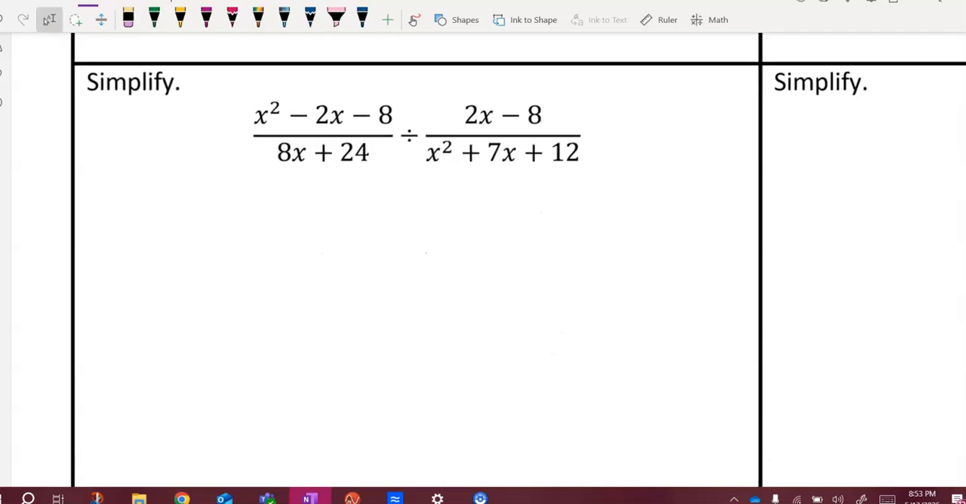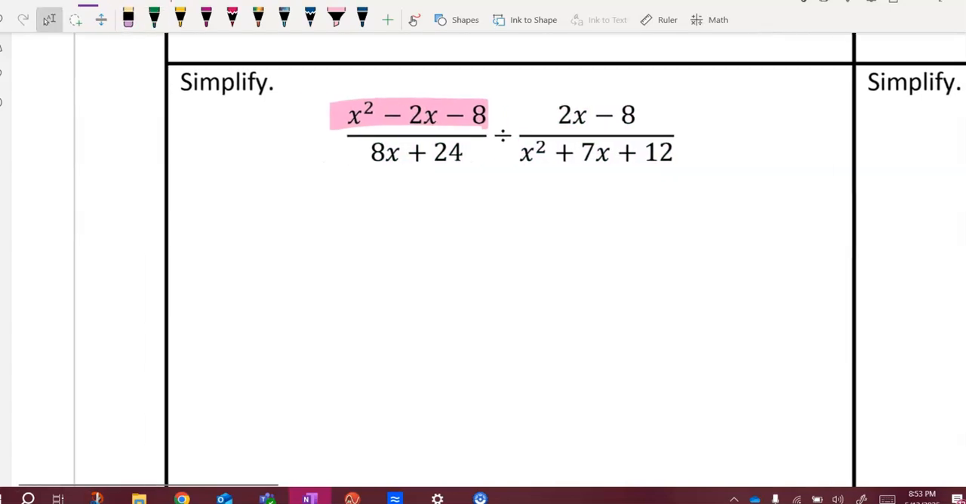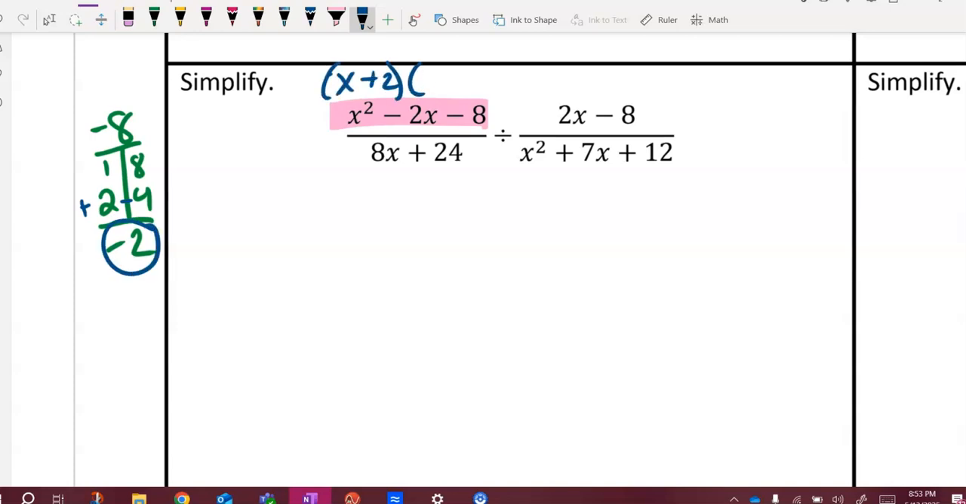Last two, dividing. We still need to factor this, this, this, and this. Everything needs to get factored. So here, starting with our first numerator, we have a quadratic. Negative 8 on top, negative 2 on bottom. Factors of 8: 1 times 8, 2 times 4. Now, we're trying to multiply to a negative 8, so one of these numbers needs to be negative. If we have a positive 2 minus 4, we do get that negative 2 that we need. So we're going to have x plus 2, x minus 4.